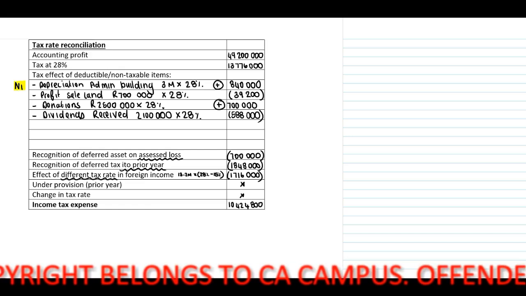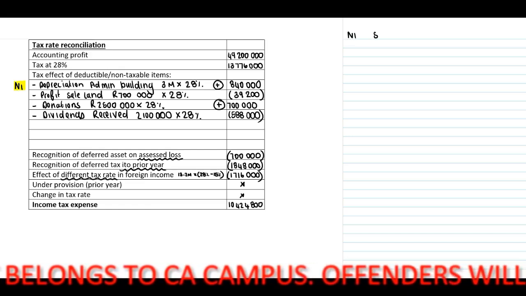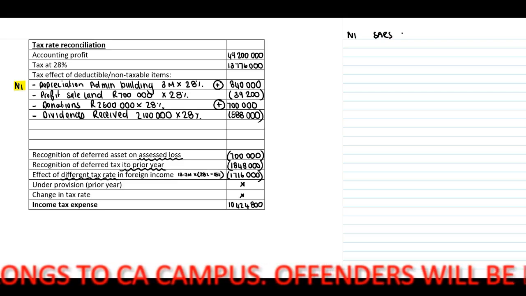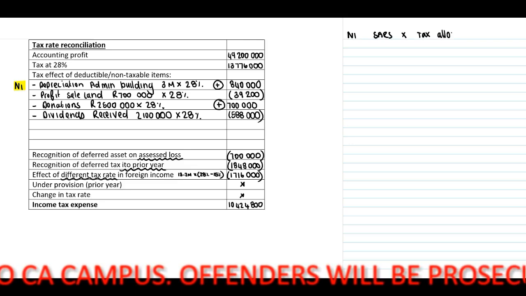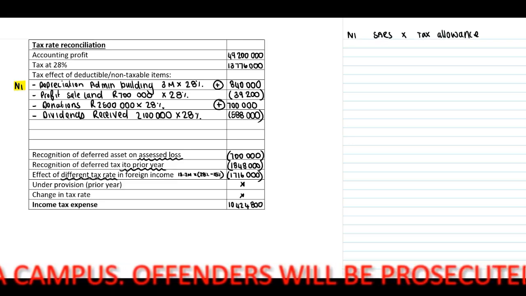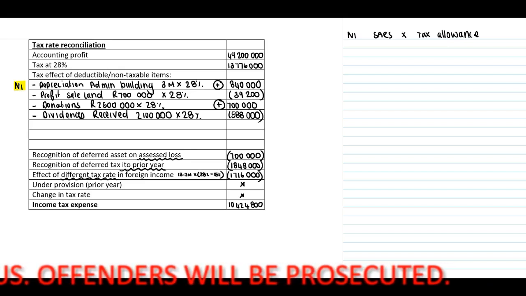You will remember they've indicated to us that such does not allow any tax allowances on our admin building. Therefore, we had to add this back.